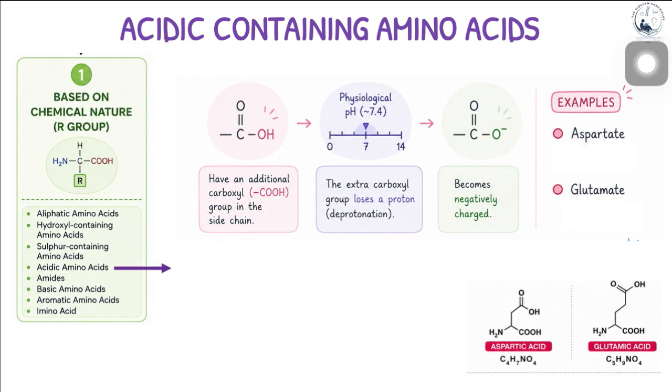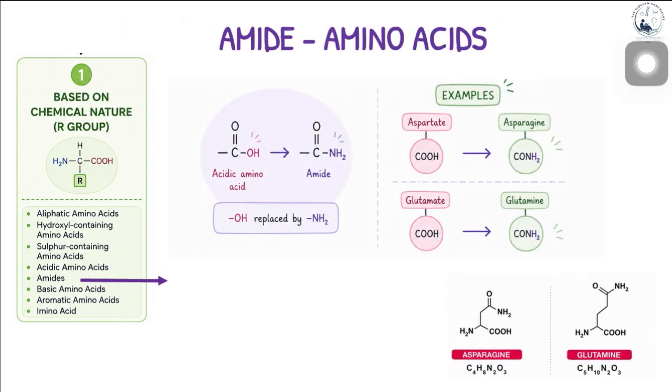The next one in row in the chemical nature classification is amide. Okay. So again it's very simple, nothing but your acidic amino acids, when the OH in the acidic group is converted to NH2, okay, it is your amide. So we had two amino acids there, no, aspartate and glutamate. So aspartate, when the NH2 group is added, is called asparagine and glutamate forms glutamine.